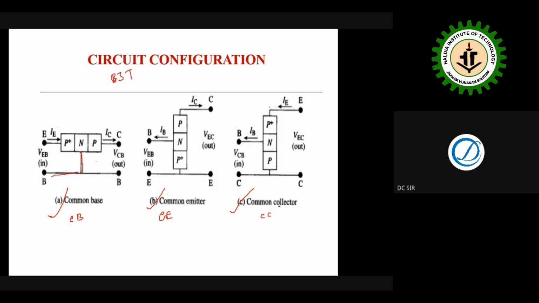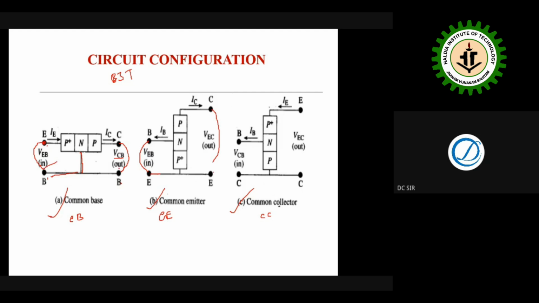common, with respect to the E and with respect to the C. Similarly, in common emitter, the emitter is common with respect to B and with respect to C. Depending on that, the emitter base voltage is VEB and the collector base voltage is VCB.